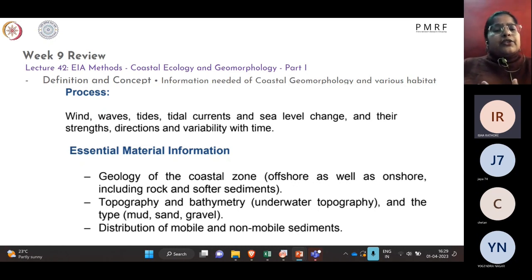And then you also need to understand the topography and the bathymetry, which is underwater topography, and the type of mud, sand, gravel. And then you also need to look at the distribution of mobile and non-mobile sediments. Of course, water carries sediments with it as it moves. So you need to look at whether these sediments are movable or they have settled in the coastal area for a longer period of time. You need to have this information on process and material for doing the coastal geomorphology EIA.